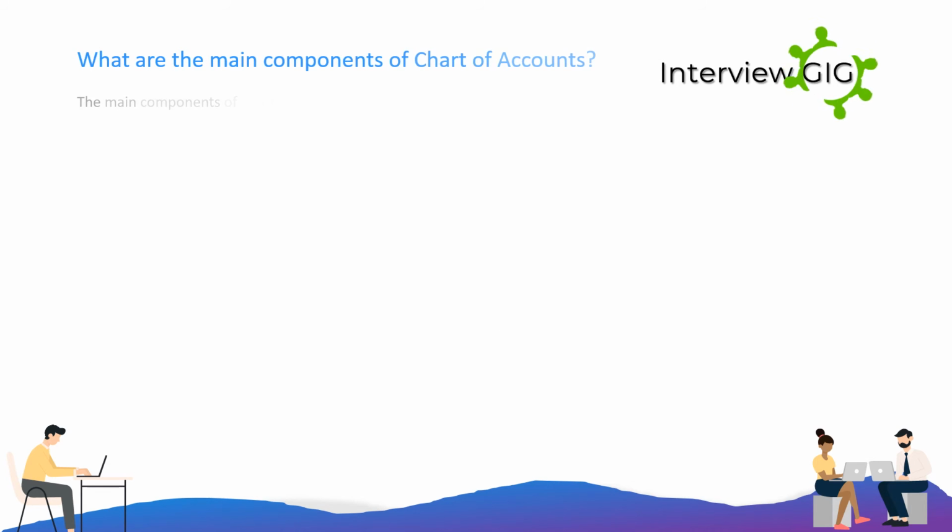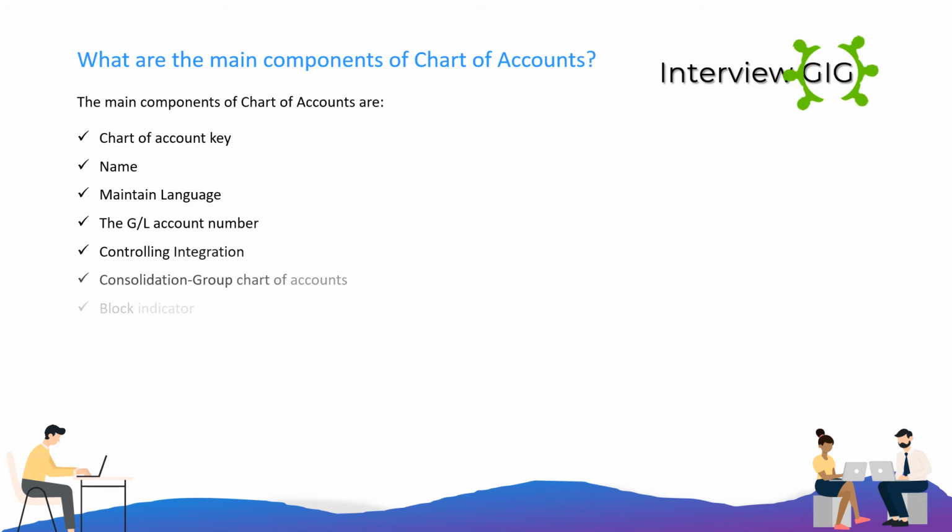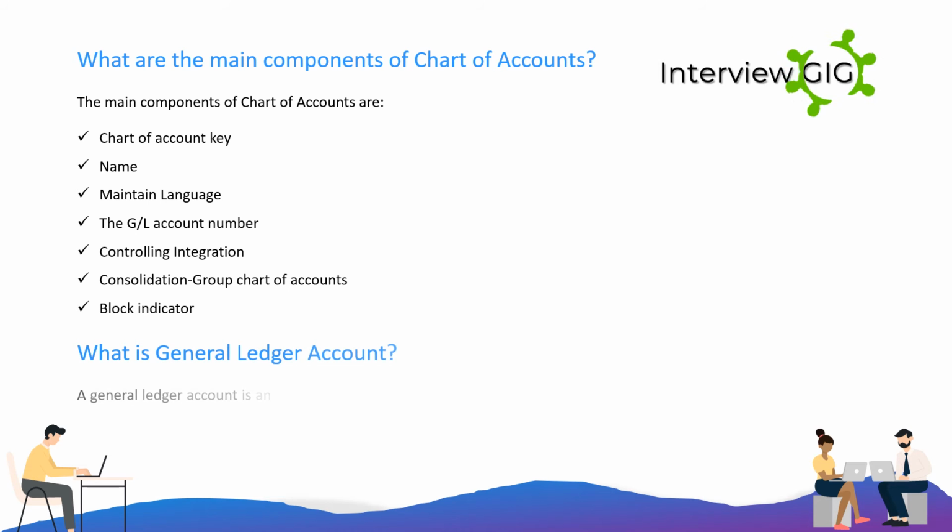The main components of chart of accounts are: chart of account key, name, maintain language, the GL account number, controlling integration, consolidation group chart of accounts, block indicator.